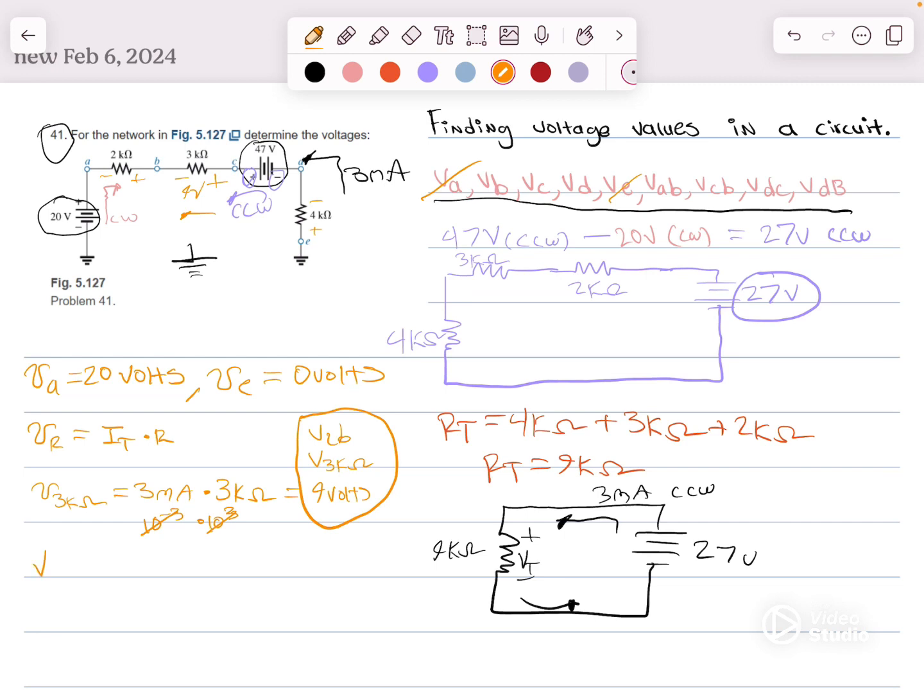I can follow the same process for my other 2 resistors. The same current because it's a series circuit. 3 milliamps times my 2 kilo ohms, I'll get 6 volts. And V4 kilo ohms, 3 milliamps times 4 kilo ohms will give me 12 volts. Now I know a lot about my circuit.